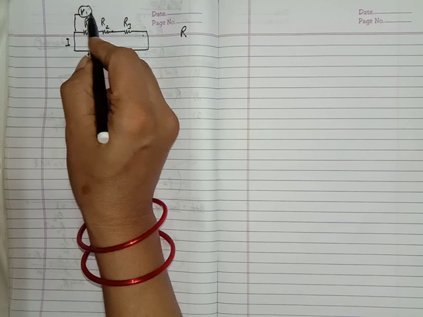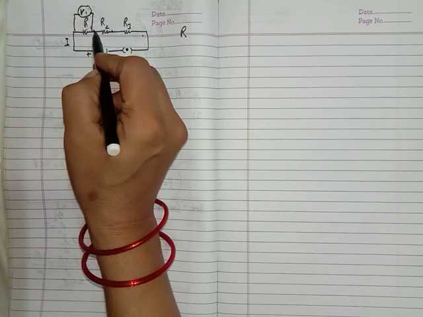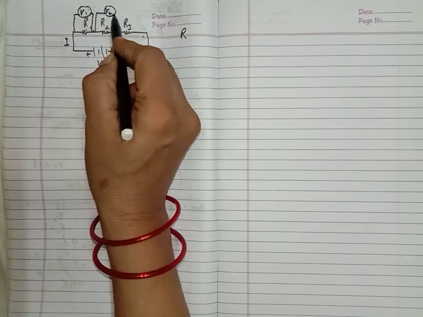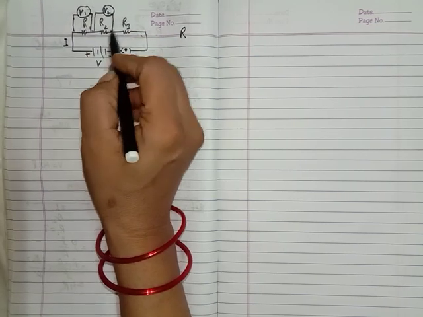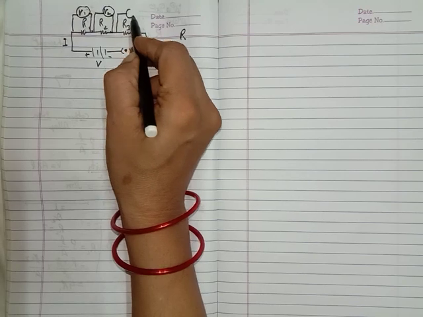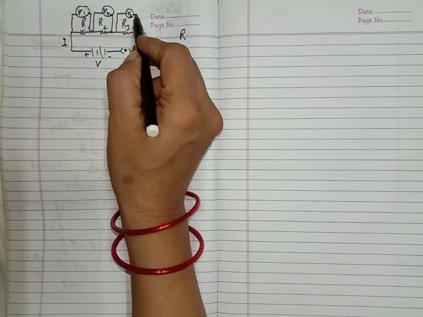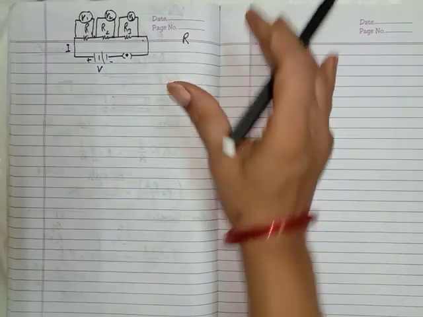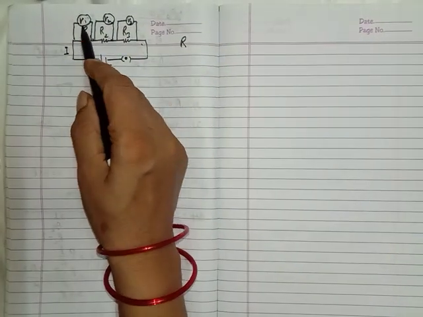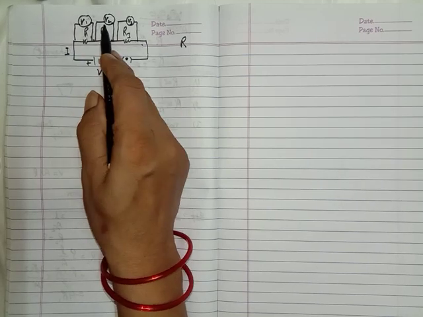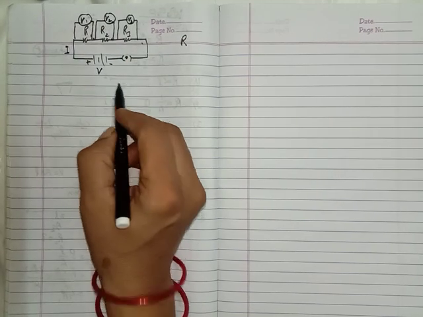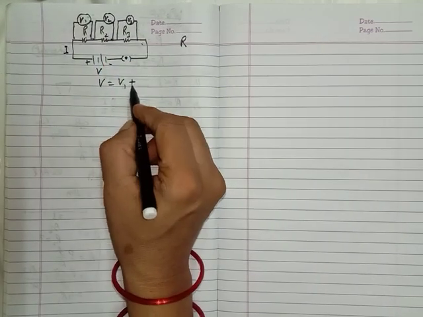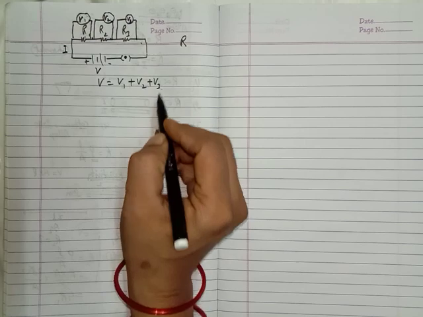If we combine some resistors in a series combination, we have to remember that the potential difference of these resistors will be different. So I am representing them by V1, V2 and V3. These are the potential differences of the three resistors. And the total potential difference V is equal to the sum of these three potential differences, V1, V2 and V3.